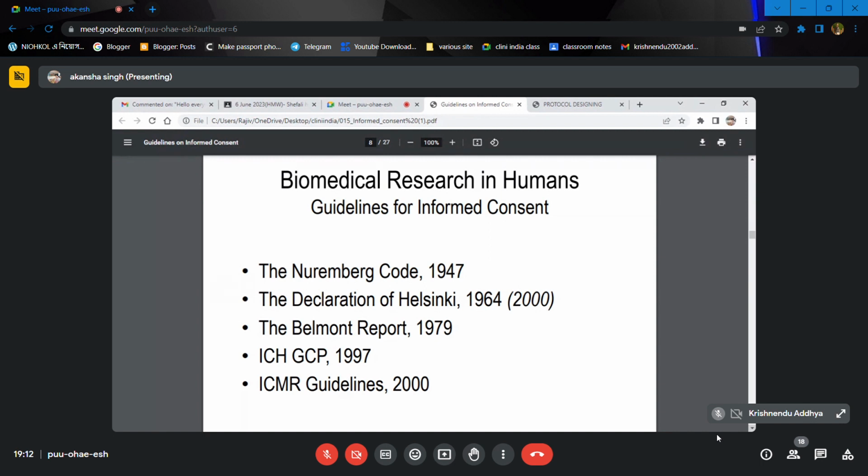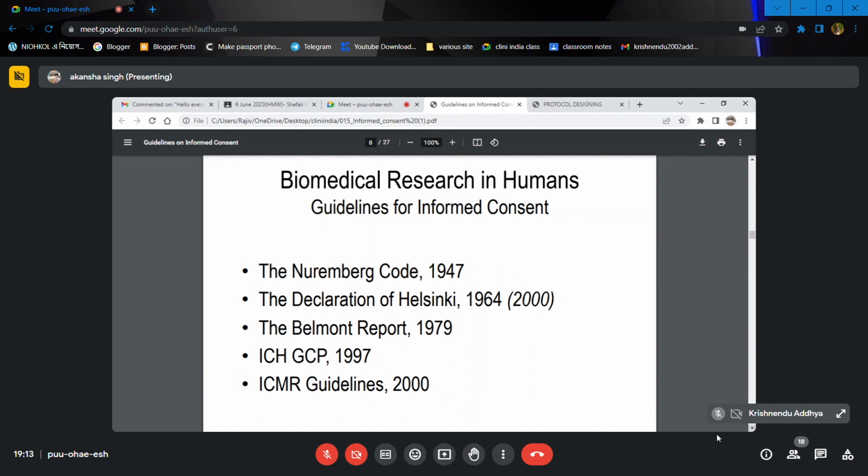Then ICMR. What is ICMR? The Indian Council of Medical Research. It also came with ethical guidelines for conducting biomedical research. They have adopted the guidelines, meaning the DOH and the components of the Belmont report. They derive their ethical guidelines from these. So the ICMR guideline is basically related to ethics, how we are going to follow ethical practices in clinical research or medical research.